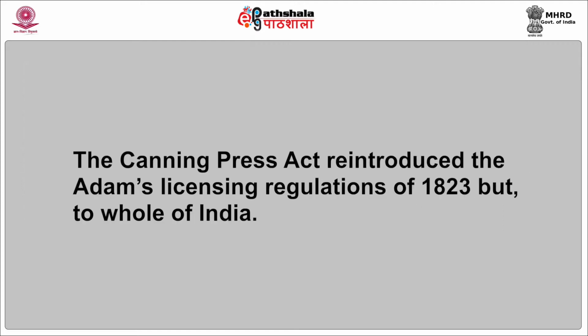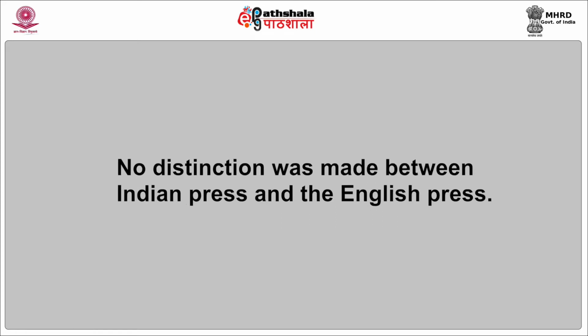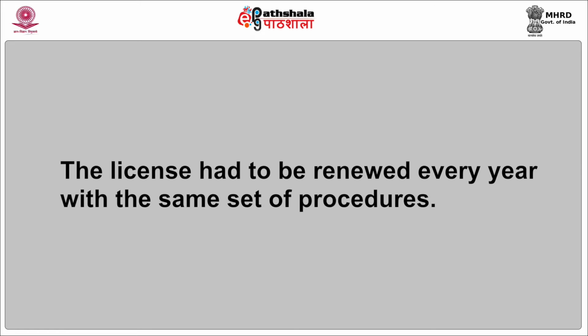The Canning Press Act reintroduced the Adam licensing regulations of 1823, but to the whole of India, and no distinction was made between the Indian press and the English press. The license had to be renewed every year with the same set of procedures. Lord Canning set up an editor's room where some papers were inspected on a random basis for surveillance of information and the type of content that newspapers published.